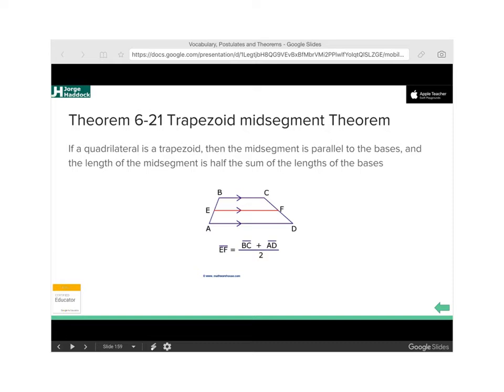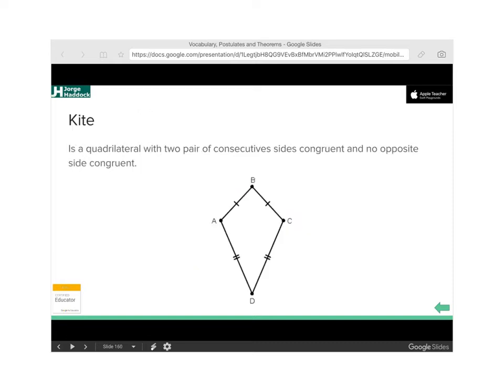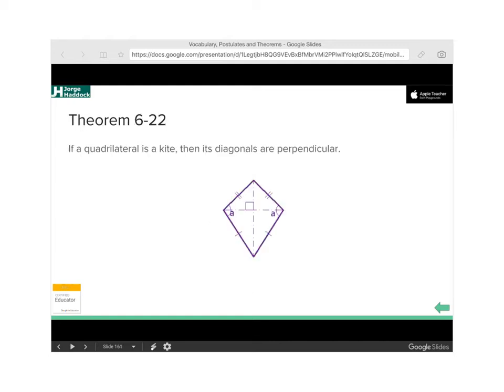Then the next type of quadrilateral is a kite. And as you can see, a kite does not have opposite congruent sides and does not have parallel sides. It's a quadrilateral with two pairs of consecutive sides that are congruent. This one has a property that states that if a quadrilateral is a kite, then its diagonals are perpendicular. And as you can see in this shape, the angles between the two pairs of congruent sides are also congruent.